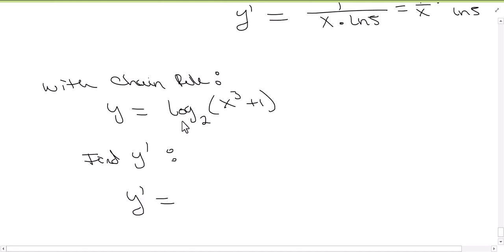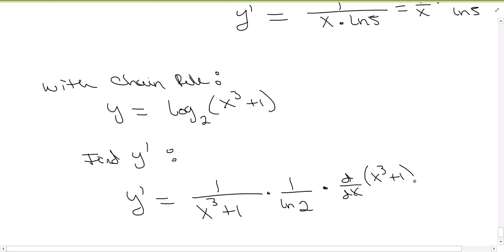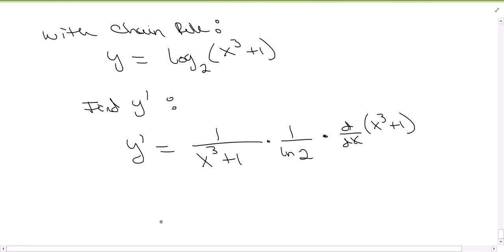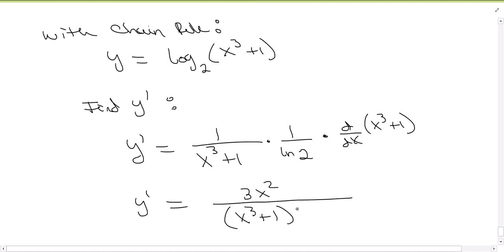So y prime is, so ln of stuff or logarithm of stuff, the derivative is 1 over the stuff. So I'm going to get 1 over x cubed plus 1 times 1 over the natural log of the base, which is 2, not b, and then by chain rule, times the derivative of the inside. Right, so that's what's happening over here. The derivative of the inside is 3x squared, so I'm going to say 3x squared over x cubed plus 1 times natural log of 2, and so that will be my derivative.